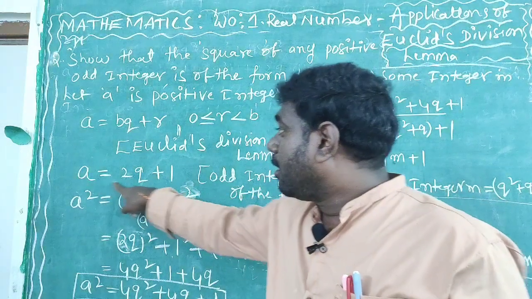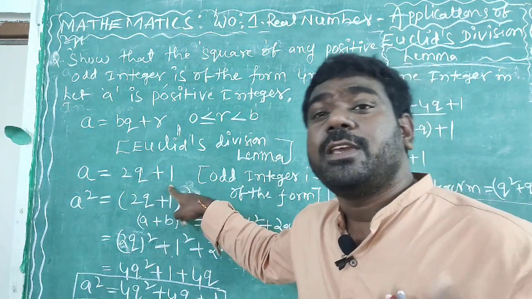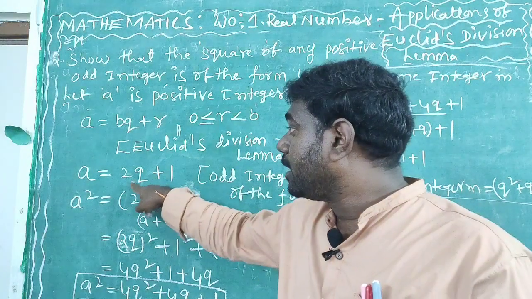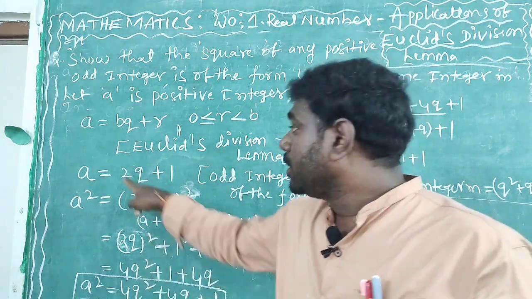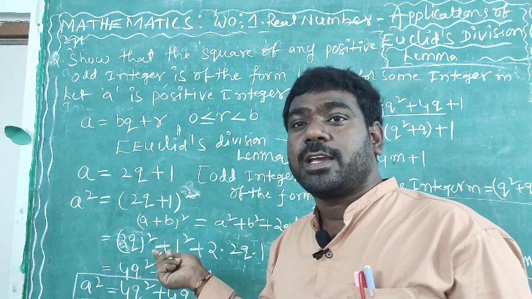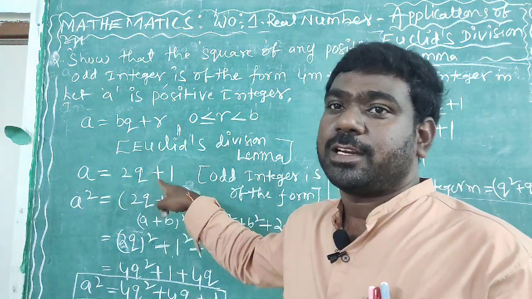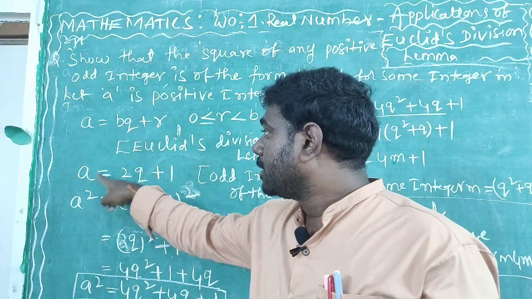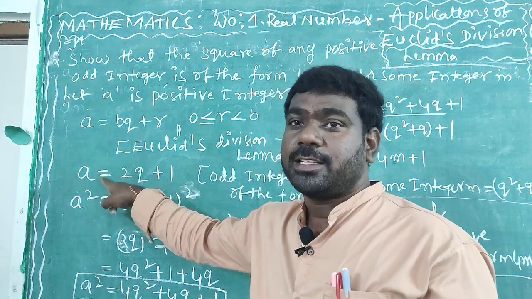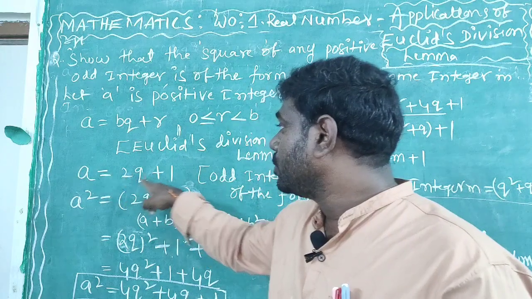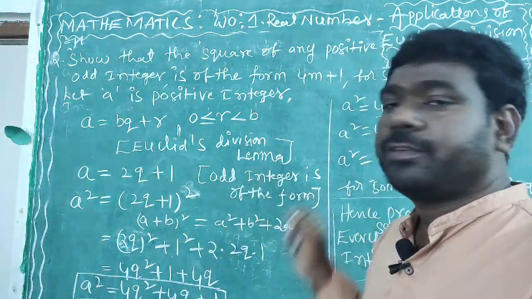So it is an odd integer of the form. Suppose for an even integer form, sometimes they will ask for an even integer of the form. So instead of 2q plus 1, what should we take here? 2q. We can take 2q here. Already we know this one. That's why here I am taking an odd integer of the form. Therefore a is equal to 2q plus 1. It is an odd integer of the form.